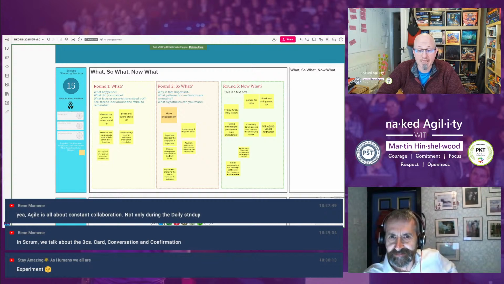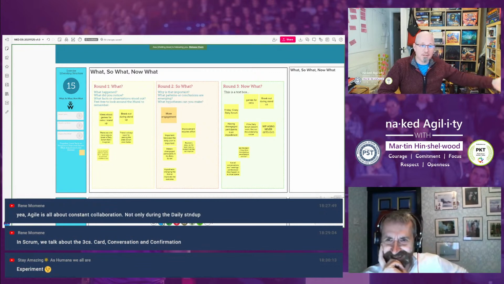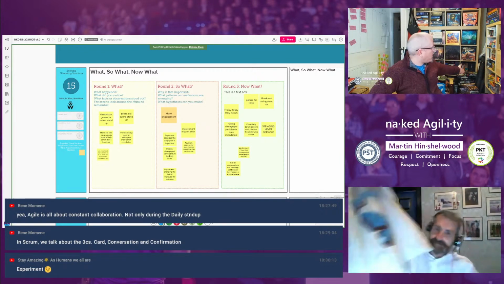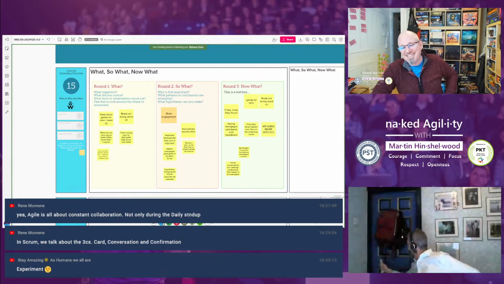I have a graveyard of in-person class stuff piled up here, and I have another graveyard of in-person class stuff in that corner over there. Yeah.